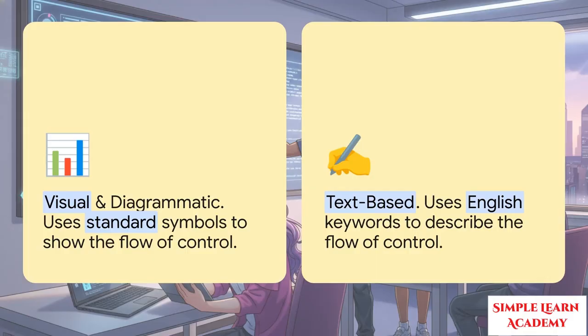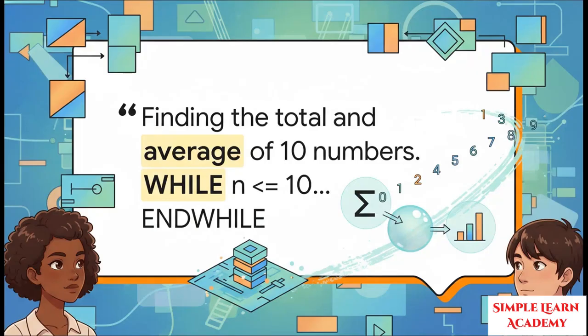So let's just recap that really quick. A flowchart is visual. It literally shows you the flow of control with symbols and arrows. Pseudocode is text-based. It describes that same flow using simple English keywords. Two different languages telling the exact same story. All right, let's try something a little more complex to really see the power of planning. This is the pseudocode for a program that reads 10 numbers and then calculates their total and their average. It's starting to look a bit more like real code, but remember, it's still just our logical plan.